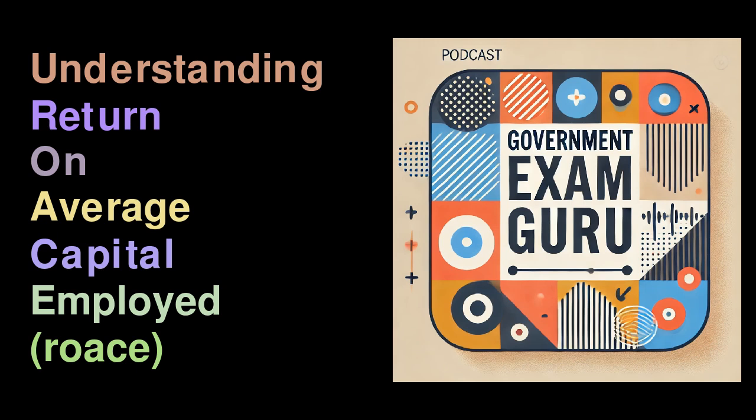The formula for calculating ROACE is, in plaintext: ROACE equals EBIT / (average total assets - average current liabilities). Where EBIT is earnings before interest and taxes. Average total assets is the mean value of total assets at the start and end of the period. Average current liabilities is the mean value of current liabilities at the start and end of the period. This formula helps analyze a company's efficiency in generating profits from every unit of capital employed.